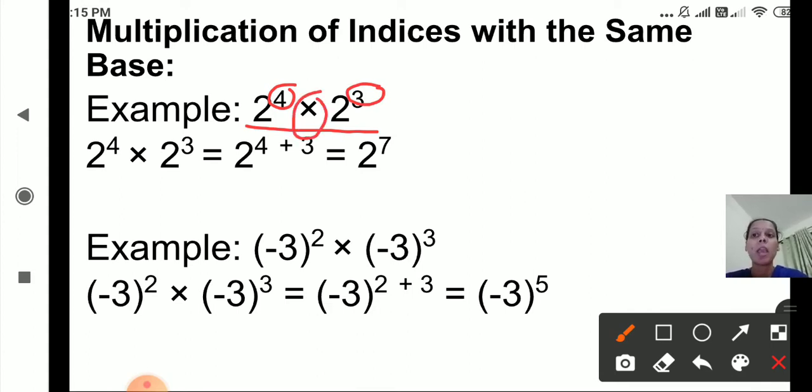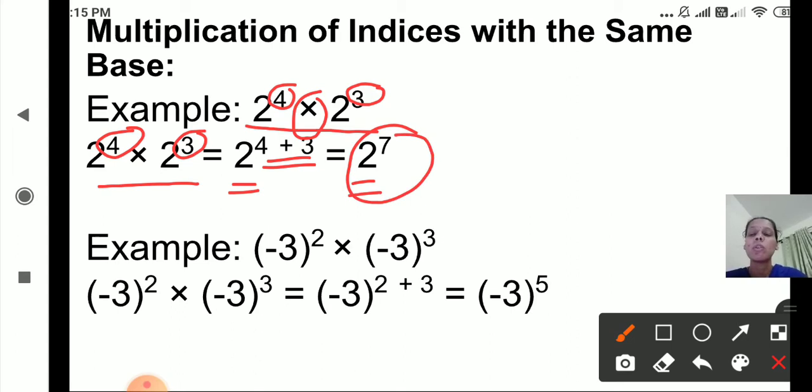a raised to m multiplied by a raised to n is equal to a raised to m plus n, right? So we'll write down the formula first, then you will write down the question: 2 raised to 4 multiplied by 2 raised to 3. Now we'll write down the base, that is 2 raised to m plus n. What is m here? The first index, that is 4, and the index of the second number is 3. So you will add the indices, 4 plus 3, and write the base as it is, that is 2. So 2 raised to 4 plus 3. Again we have written 2 as it is. 4 plus 3 is 7. So what is the answer? 2 raised to 7.